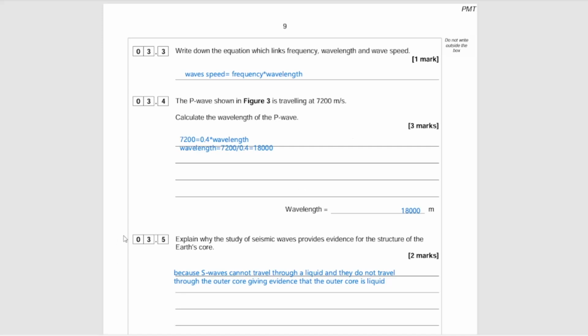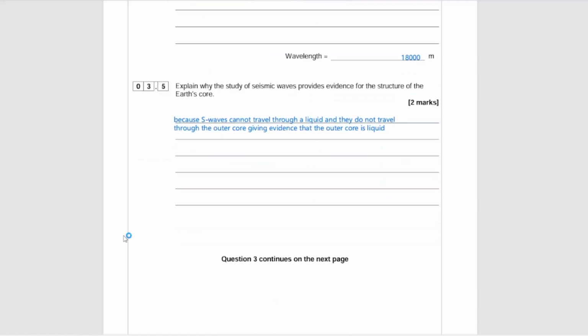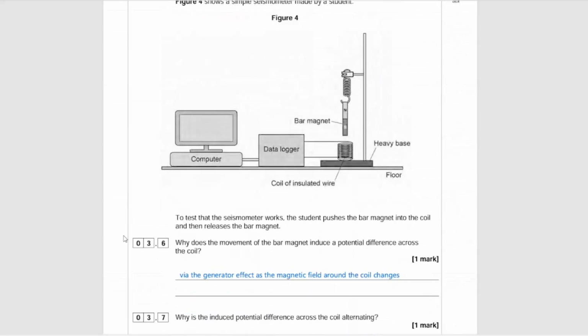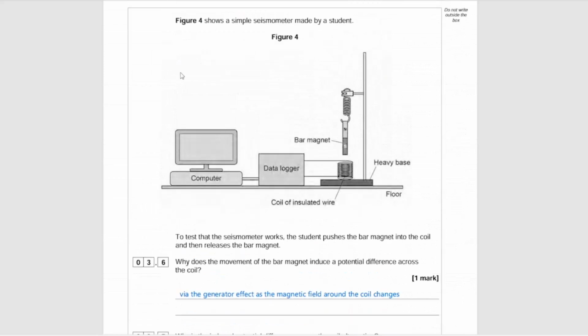And then for 3.5, we're asked to explain why the study of seismic waves provides evidence for the structure of the Earth's core. And this is because S waves cannot travel through a liquid, and they don't travel through the outer core, therefore giving evidence that the Earth's outer core is liquid. In 3.6, we're shown a simple seismometer made by a student, and we're asked why the movement of the bar magnet induces a potential difference across the coil. And this is via the generator effect as the magnetic field around the coil changes.